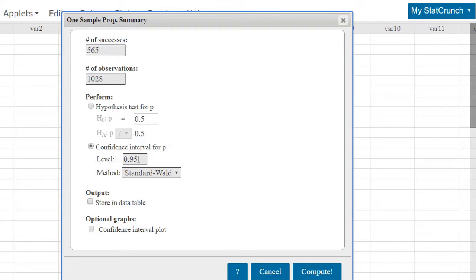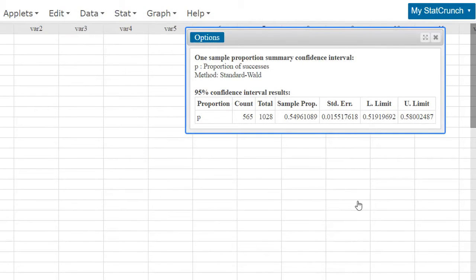So in this case, it's defaulted to 95% level of confidence, which is what we want. Otherwise, we would enter in our level of confidence in decimal form. And our method is going to be the standard method, so we're just going to leave that at standard. So if I say compute, that gives us our confidence interval.